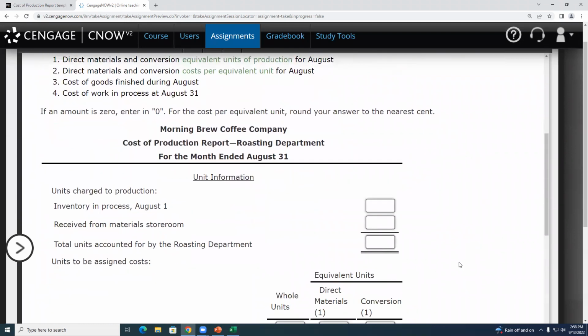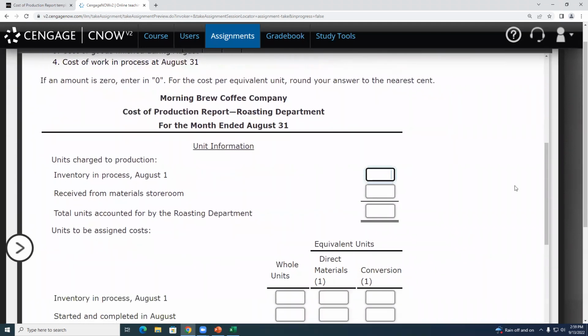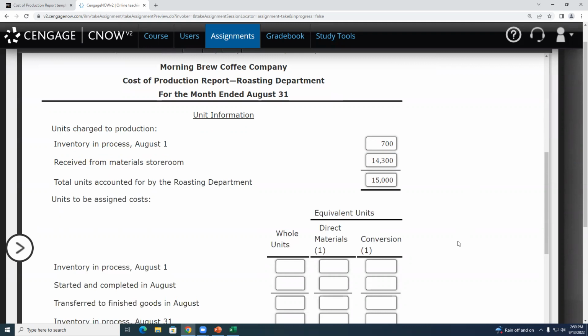So we start with the units. So this is what I was referring to as step one. In process, at the beginning of the month, we already have 700 pounds. And then it tells us that coffee beans added during August was 14,300 pounds. So for step one, we have identified 15,000 pounds of coffee beans that went through the roasting department during the month of August.